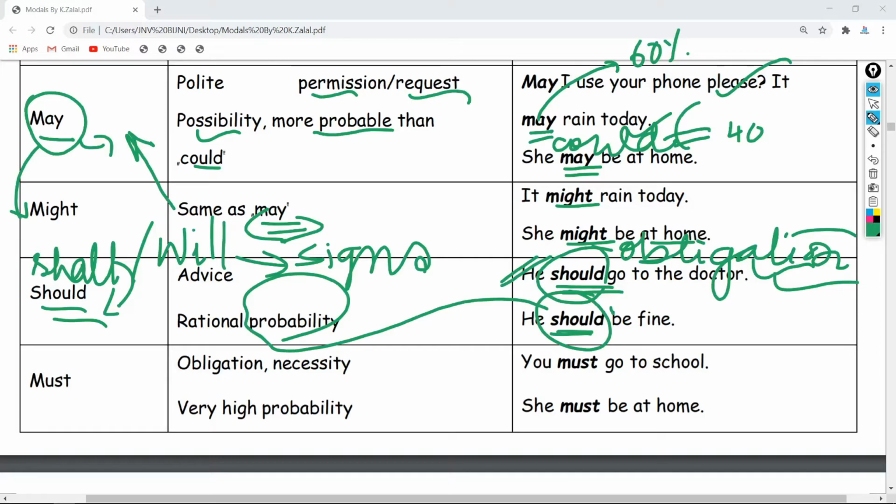Then let us see the next one, must. Must also is used in the case of compulsion. It means there is no option left. You are compelled. You are forced. There is no other way. There is no option. There is no alternative.